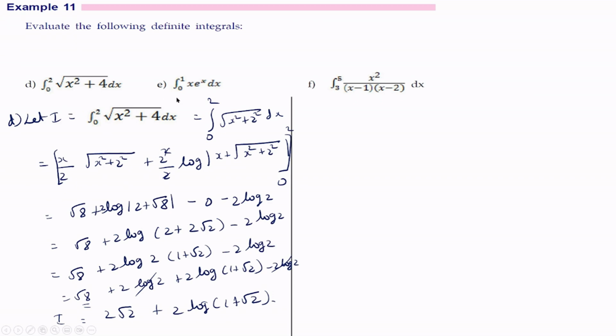Next we have the next subdivision, the e part: integral 0 to 1 x e raised to x dx. Let us take I equal to this given integral. Here we have to integrate this using integration by parts. So here x will be the first function and e raised to x will be the second function.